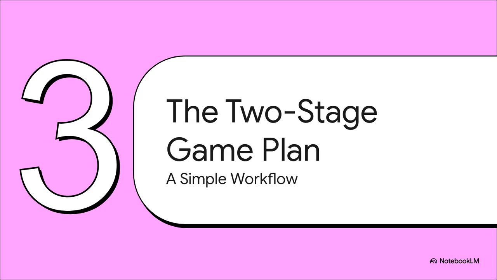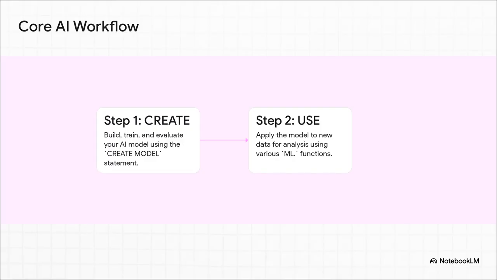Okay, let's move on to section 3 and see how this all comes together into a simple, memorable game plan. Seriously, if you're studying this stuff, this 2-stage workflow is the core concept you need to lock in for any AI project you do in BigQuery. It honestly boils down to just 2 words: create and use. That's it. First, you use a create model statement to build and get your AI model ready. Second, you put that model to work on your actual data using a whole set of ML.functions. Create, then use. It really is that straightforward.